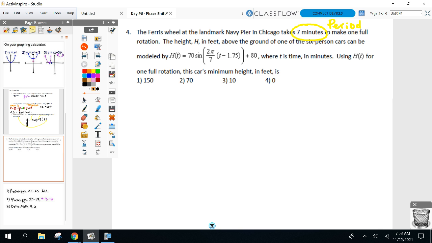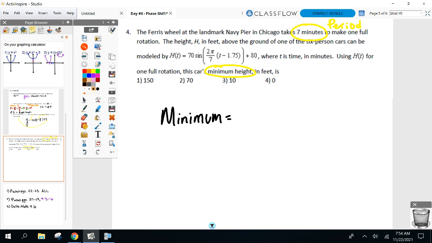So they give me this big sine curve. Looks pretty intimidating, right? Look at that thing. But we know what each piece means. And we're asked for one full rotation: what's the car's minimum height? Minimum. Have we found mins and maxes before? A lot of this in here is just here to scare you. We're not even going to use half of the stuff that's in here. So let's talk. How do I find the minimum value? Don't get freaked out.